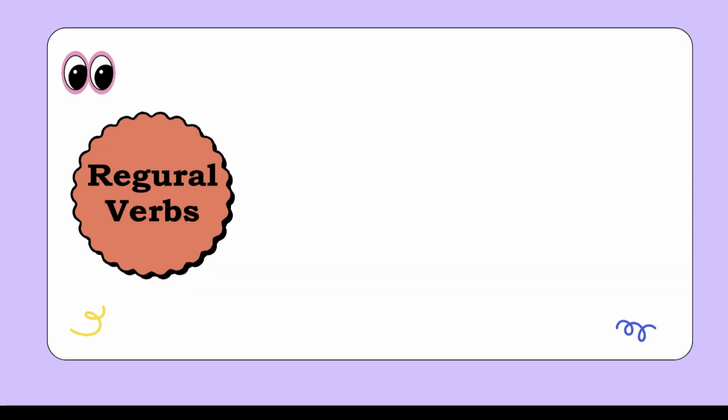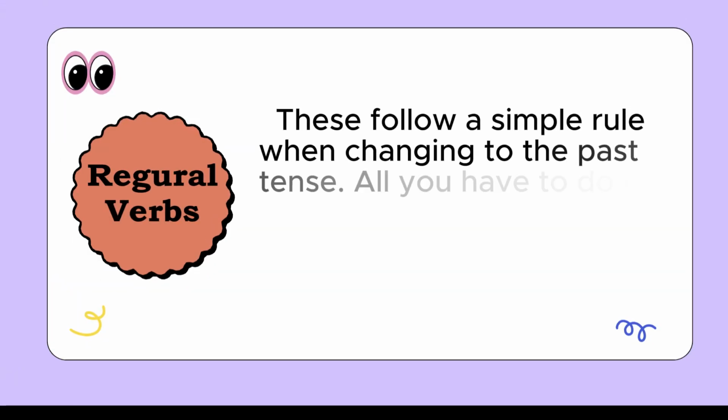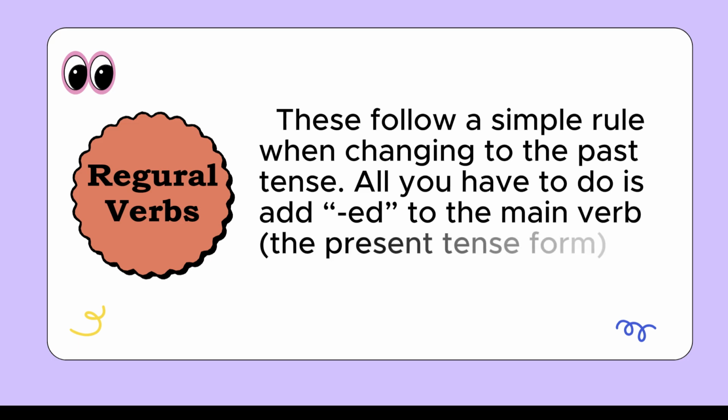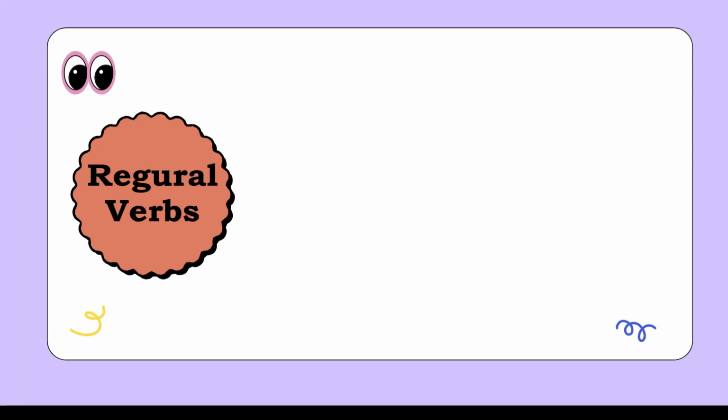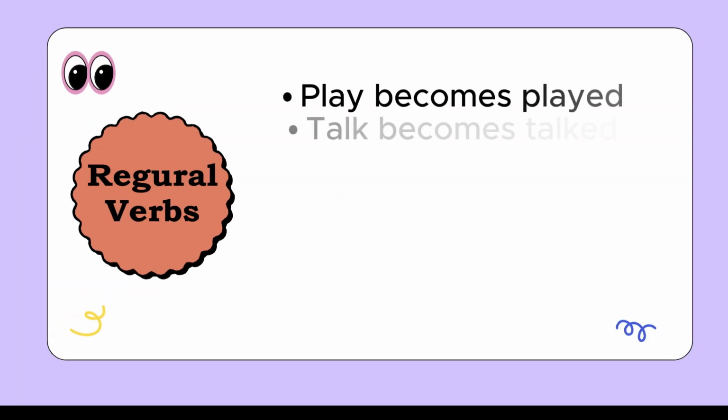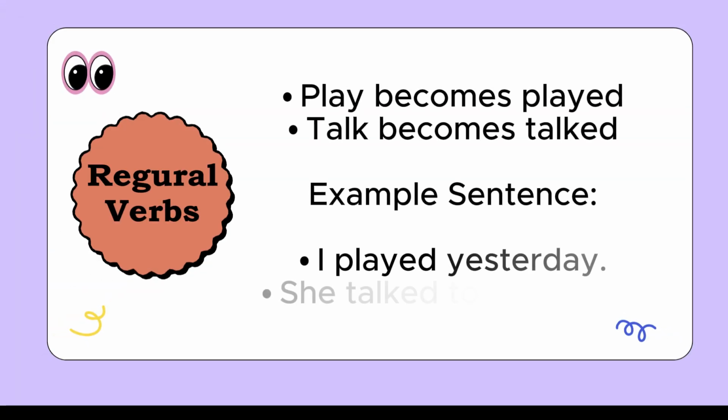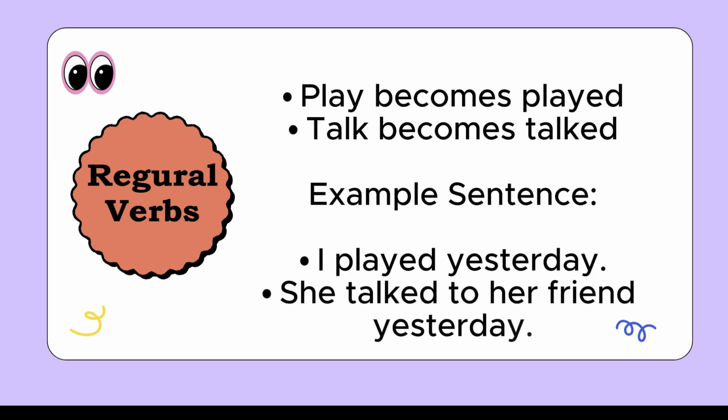Let's move on to regular verbs. These follow a simple rule when changing to the past tense. All you have to do is add ed to the main verb. Examples, play becomes played, talk becomes talked. Example sentence, I played yesterday. She talked to her friend yesterday.